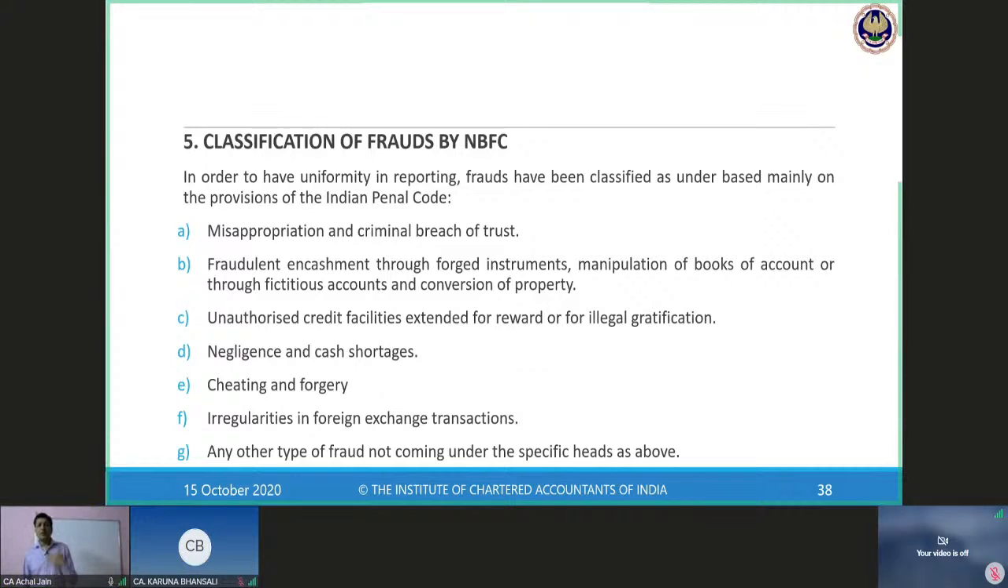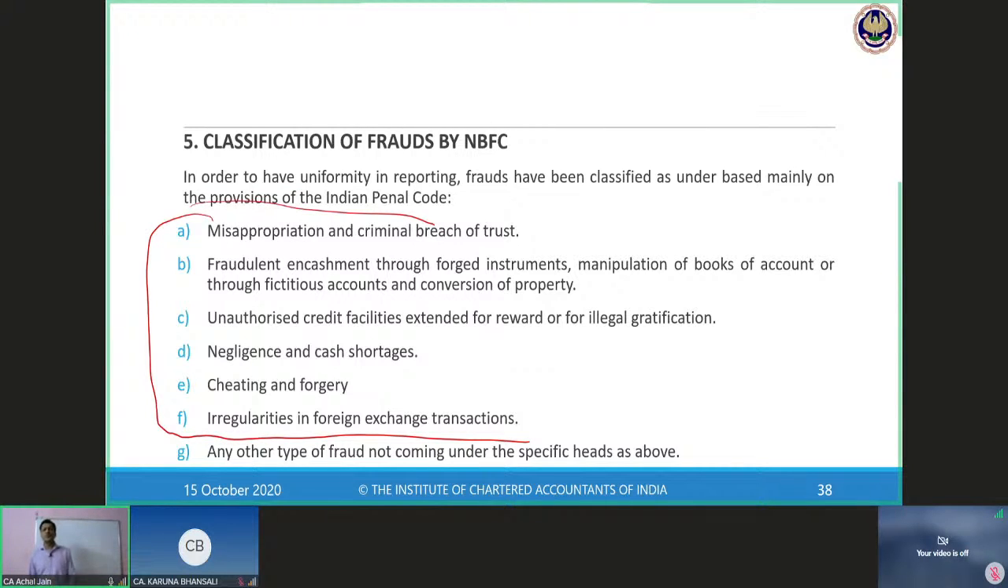That doesn't mean that only these frauds are required to be covered. There can be any other type of fraud which may not be classified or which may be of a different nature other than the classifications which are available. So if there happens to be a fraud of any other nature or of any other item which may not get classified under any of these heads, A to F, then we take it to others.